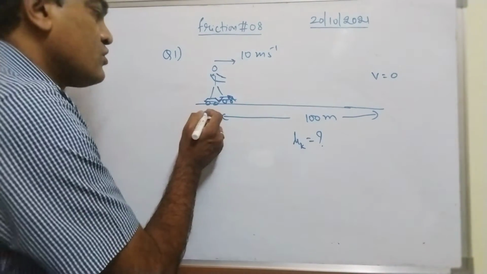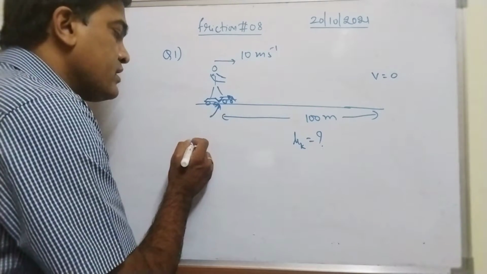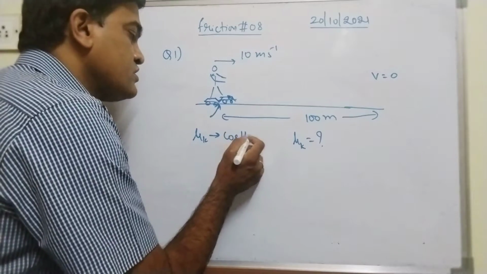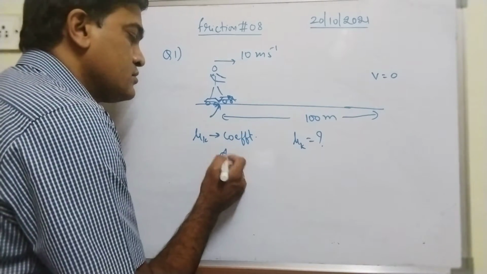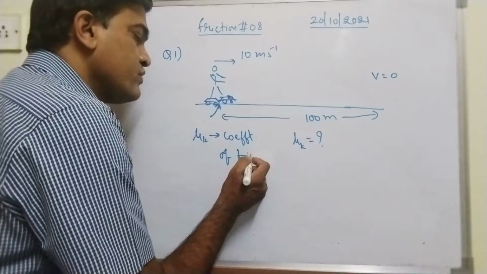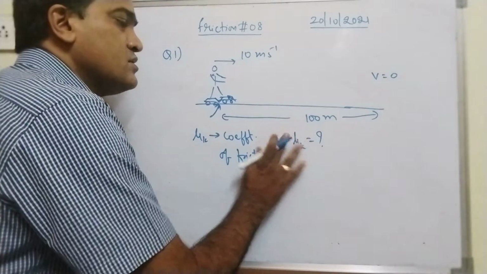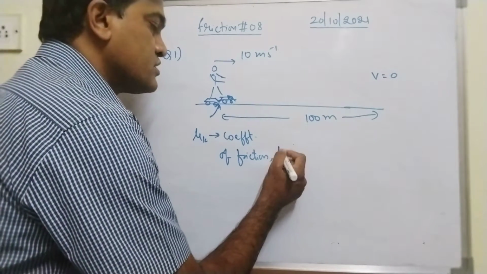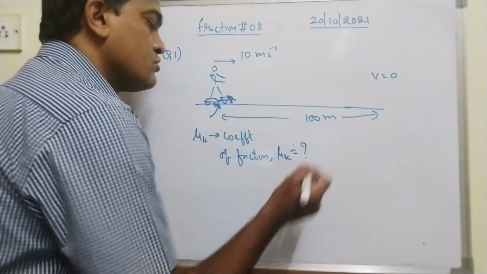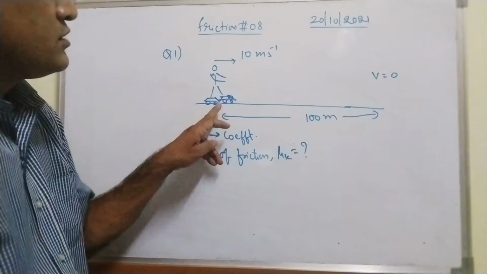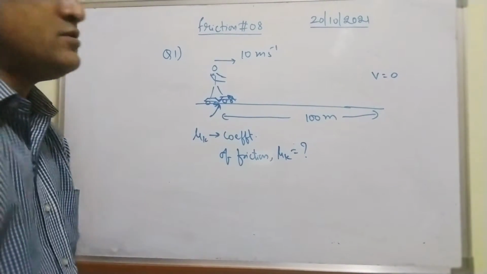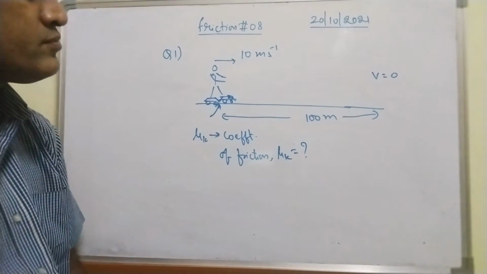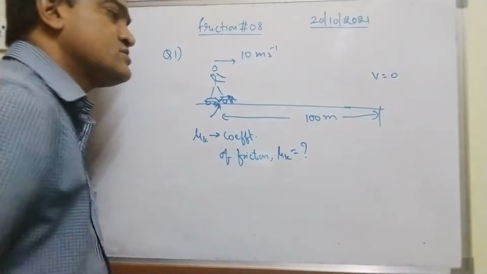This mu k represents what? Mu k is nothing but the coefficient of friction. Which friction? Because he is moving, obviously kinetic friction will come into the picture. Coefficient of friction mu k is equal to how much? Mu k between the ice and the skates. That is what he is asking. So he has traveled a distance of 100 meters.